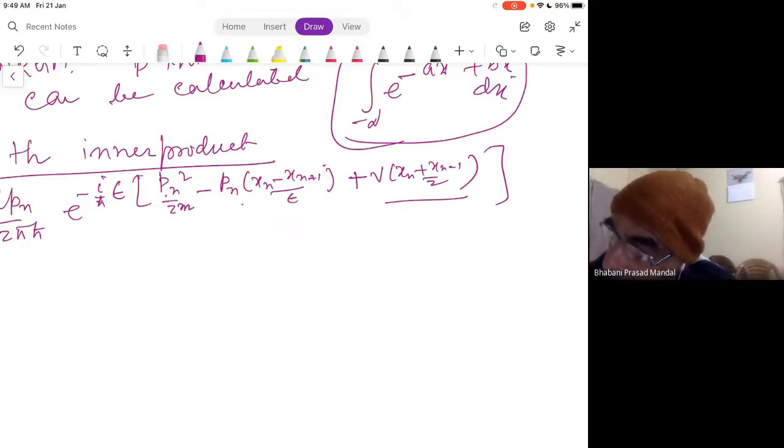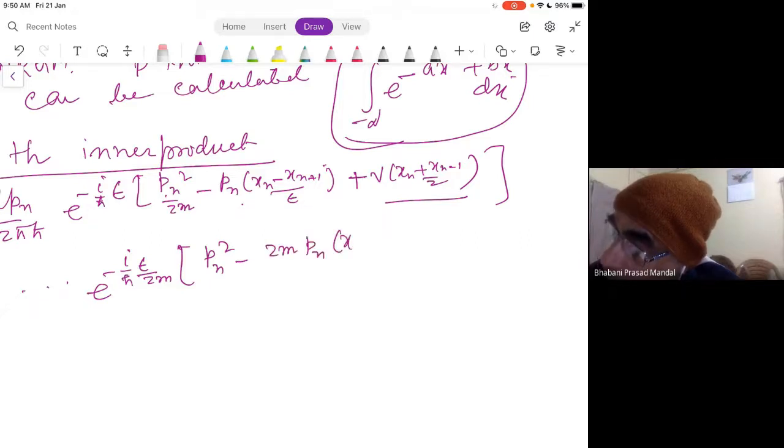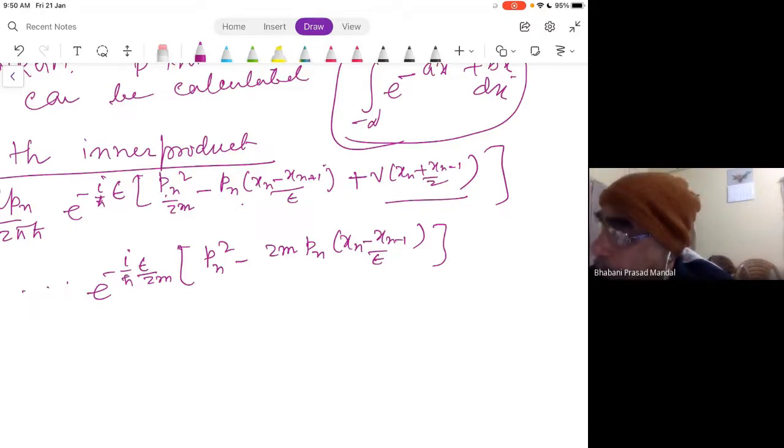Let us take all this common: e to the power minus i by h cut epsilon. Now take 1 over 2m common. So it will be Pn square minus 2m times Pn xn minus xn minus 1 by epsilon. This stays outside because integration does not matter. I'll come back to this when I'm performing the integration. We'll write this term.